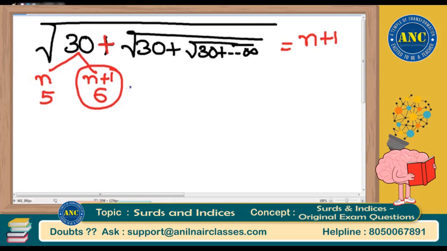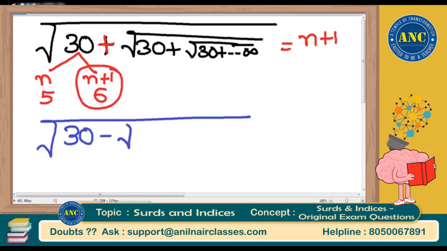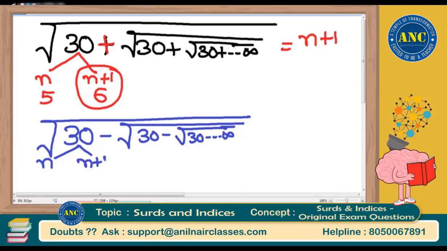Similarly, just now 1 minute before I solved another question where the same number 30 was taken, but inside everything is negative. Same logic I will implement again. I will write it as n and n plus 1, so this is 5 into 6 again. If everything is negative inside, my answer is nothing but the smallest number, which is n. If everything is positive, the answer is n plus 1. If everything is negative, the answer is n.